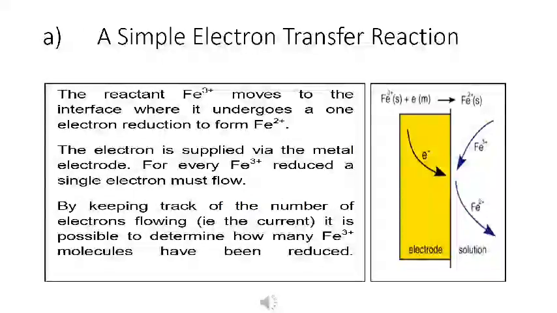Okay, now we'll look at the simple electron transfer reaction. It just involves one electron transfer. For example, in this case, ferrum 3 plus will accept, will consume, will gain one electron to produce a new product, which is ferrum 2 plus.